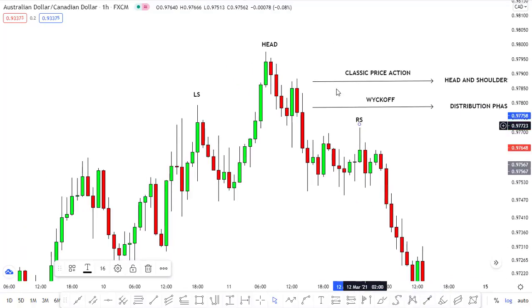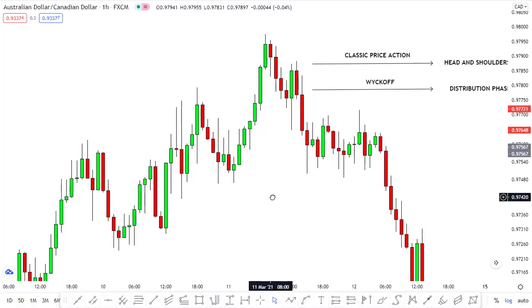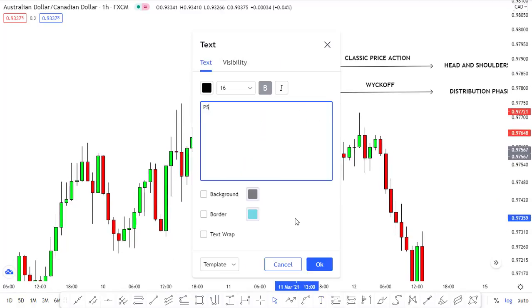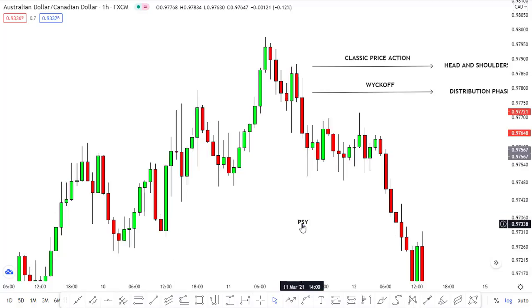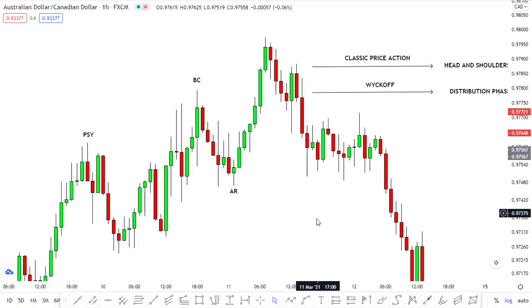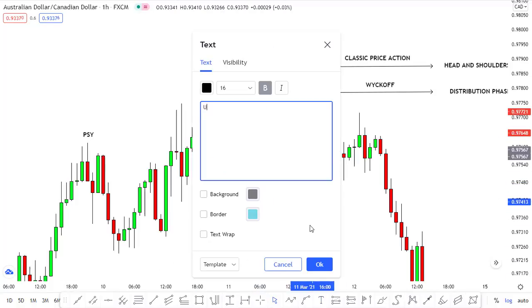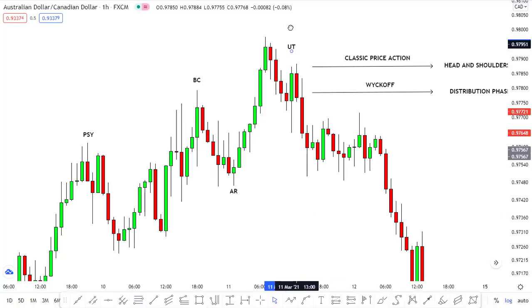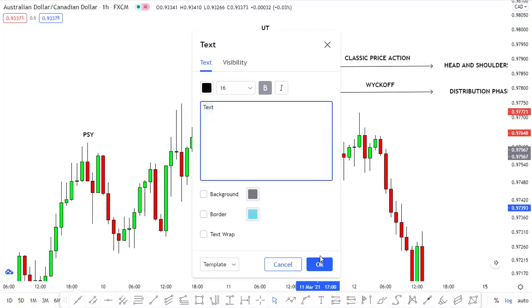So how can we name it and how can we mark it up is like this. This is the first point of supply in the market. After that we have a buying climax. So this is the buying climax. The next move to the downside is automatic rally, this move. The next move is a UT. And the next move is the last point of supply.